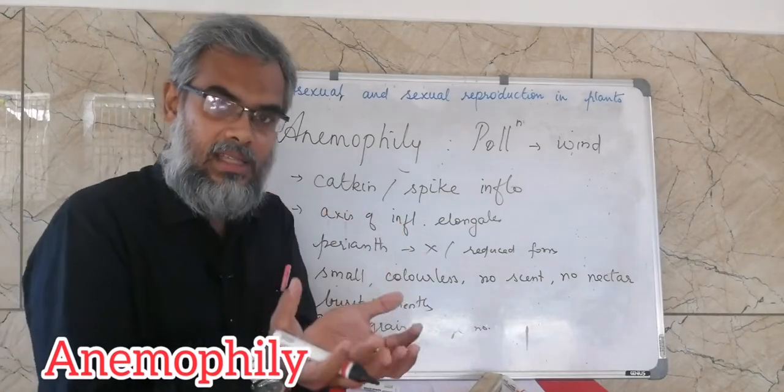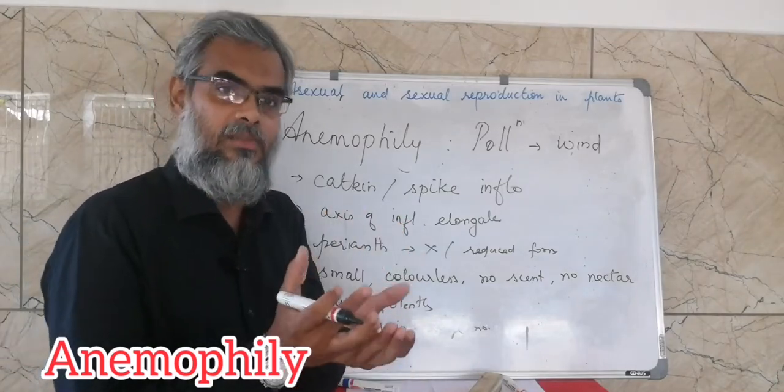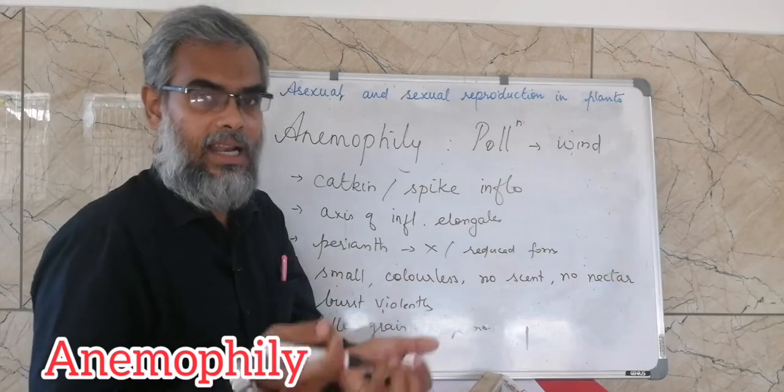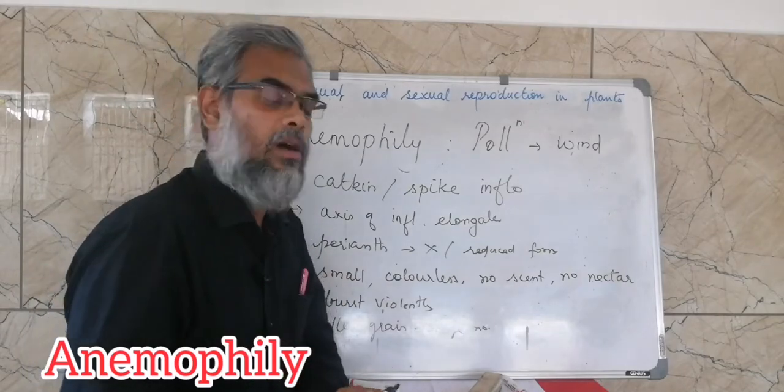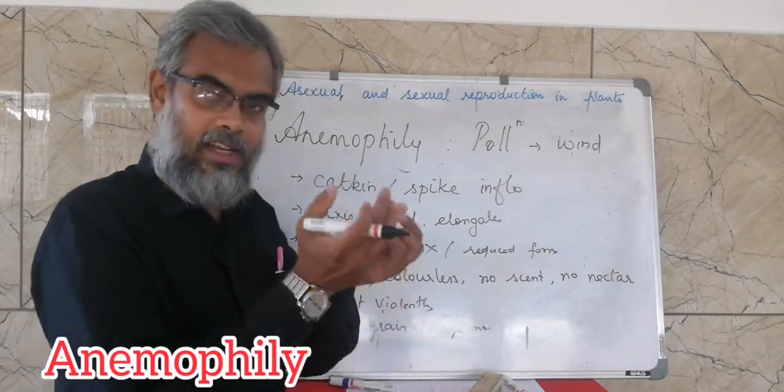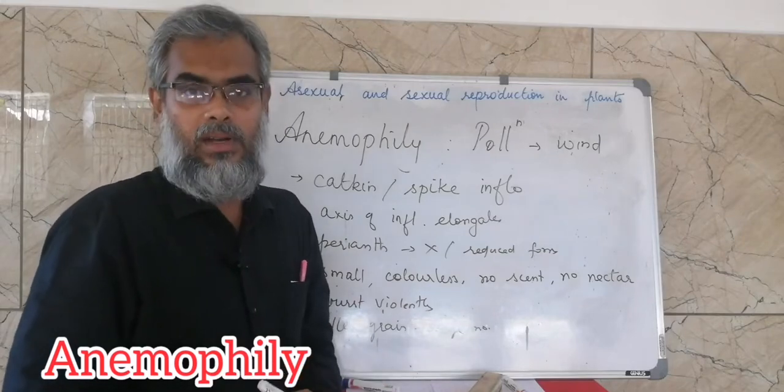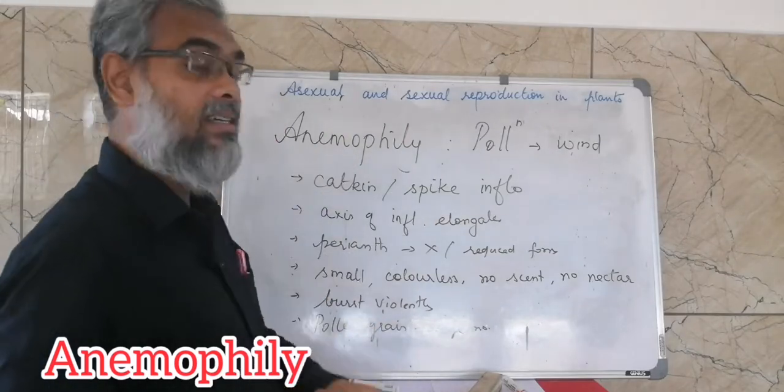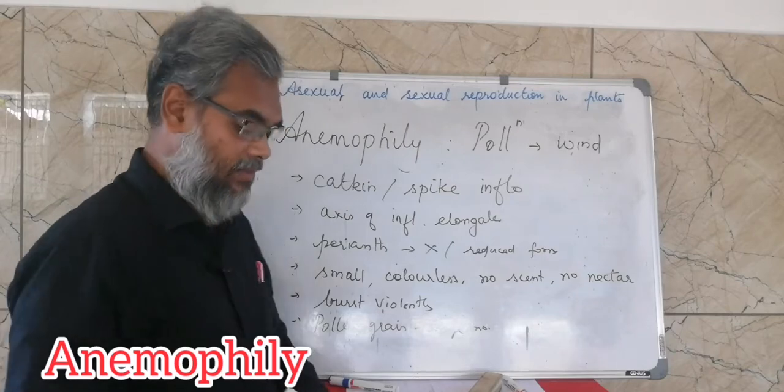Same way, stigma will be large. So to take the pollen grain, the landing platform, the stigma will be large in such a way that it can take over the pollen grain. So these are the characters of anemophilous flowers.